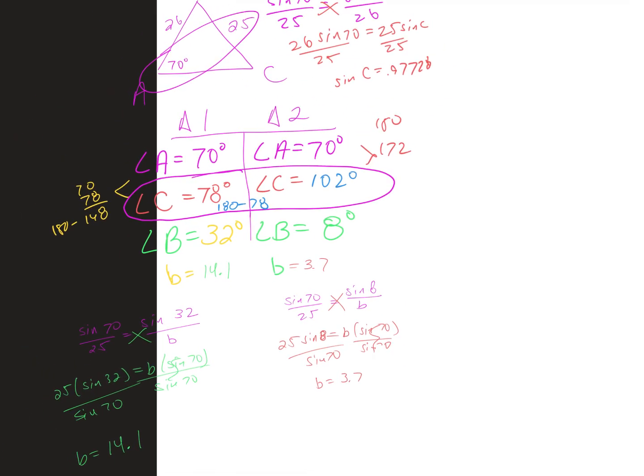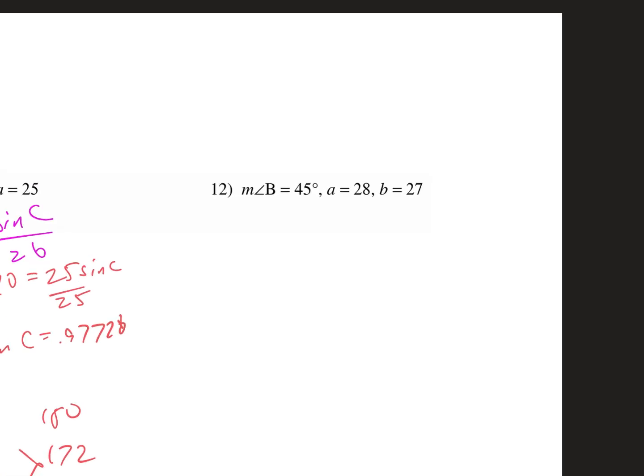So in this case, guys, there were two triangles present. Whatever is given in the first triangle, if there is a second triangle, will be the same as well. So you find the first angle that you're looking for, then you take the supplement, to see if there's a second triangle. Let's look at this next one.